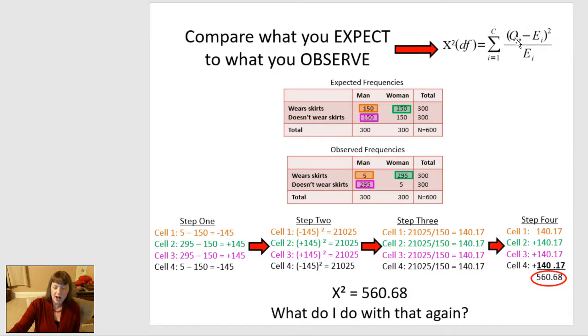So I've now subtracted the observed minus the expected, and now I'm going to square it. I'm going to square those positive and negative 145s. Then I'm going to divide all these squares, 21,025, by what I'd expect to see in each cell. And that's 150 in each case. This is a really easy example. To get 140.17, and then as a last step, I add them up. I add up all those 140.17s to get 560.68.